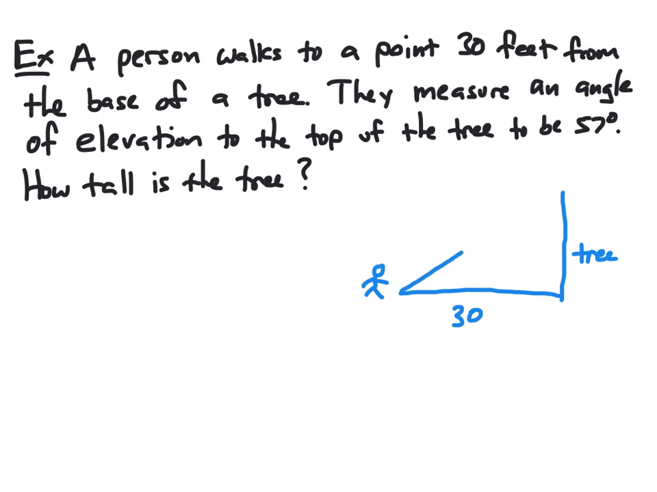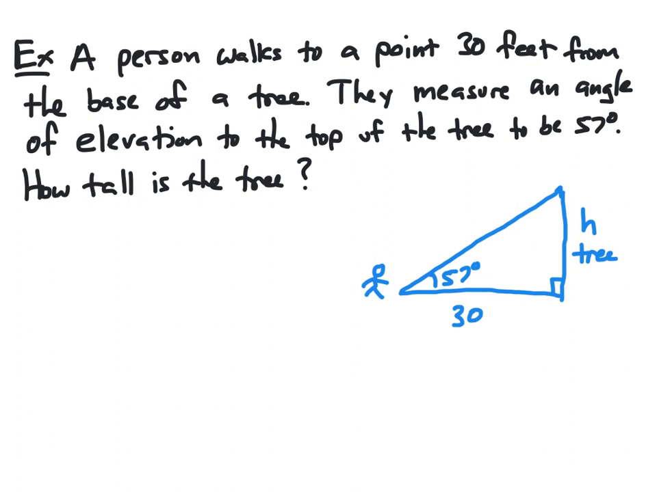And the line of sight up to the top of the tree is going to be the hypotenuse of our right triangle. And we're told that this angle of elevation here is 57 degrees. And so this is the picture that represents our scenario here. The person is standing 30 feet from the tree. The angle of elevation is 57 degrees. And we'd like to find the height of our tree, which we could call h for height.